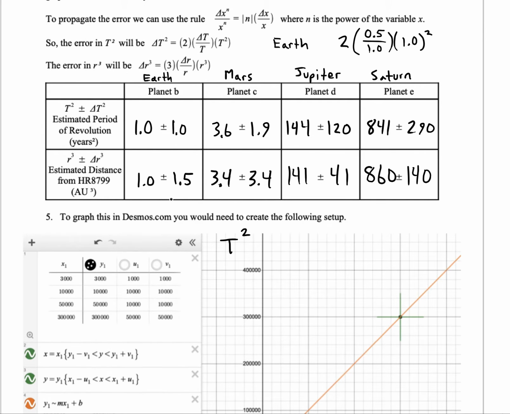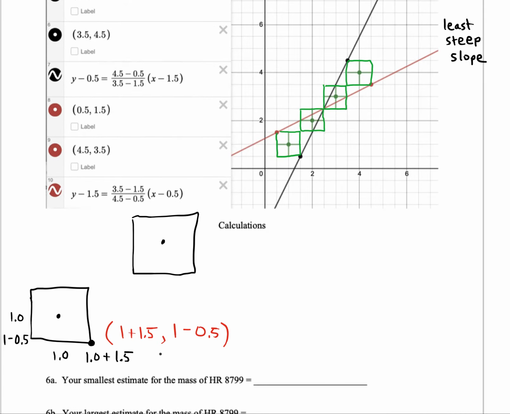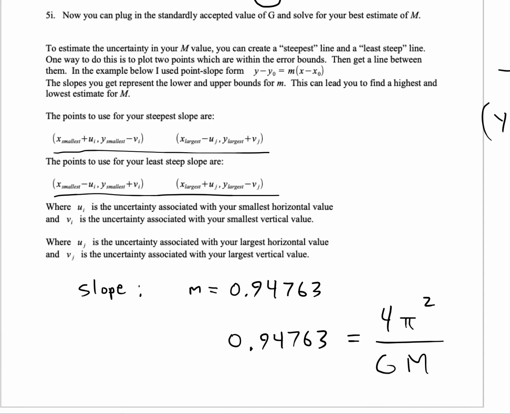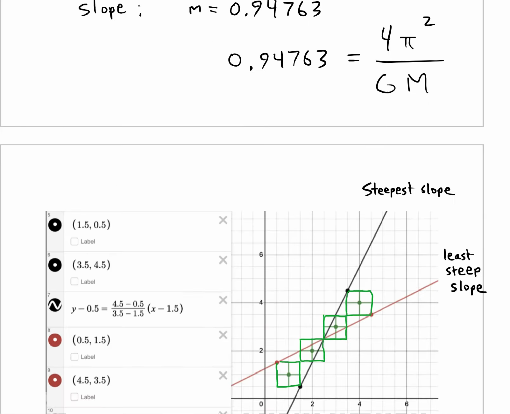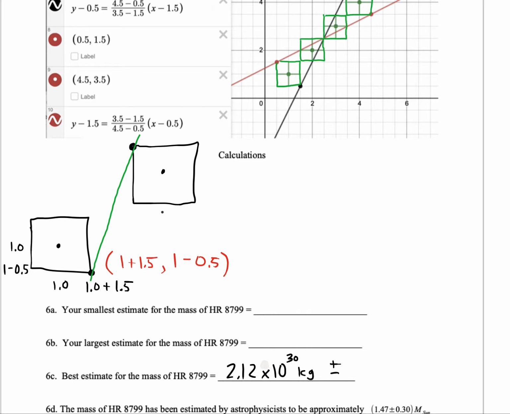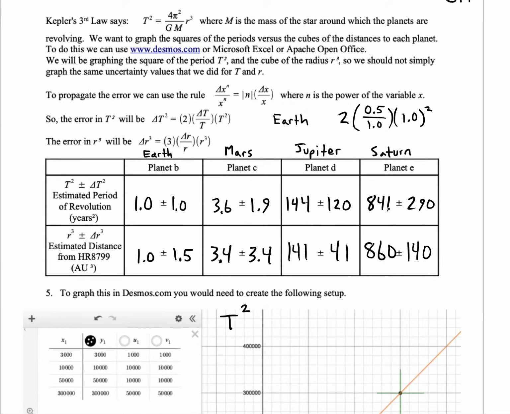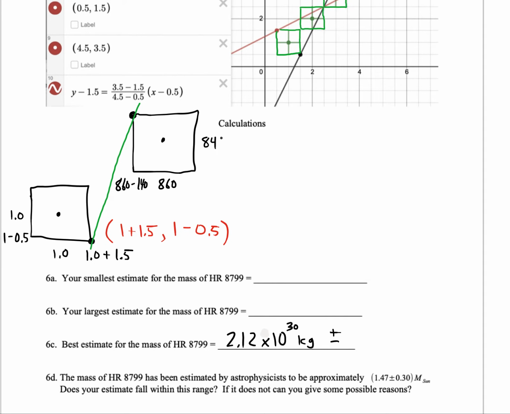All right, now we want to go from there up to here to get the steepest slope, which would be like this. All right, so Saturn is our farthest right data point. It's 860 plus or minus 140. So here we're gonna have 860, and this will be 860 minus 140. And then for the height, we'll have 841 plus or minus 290. So this is 841. This can be 841 plus 290 is the idea.